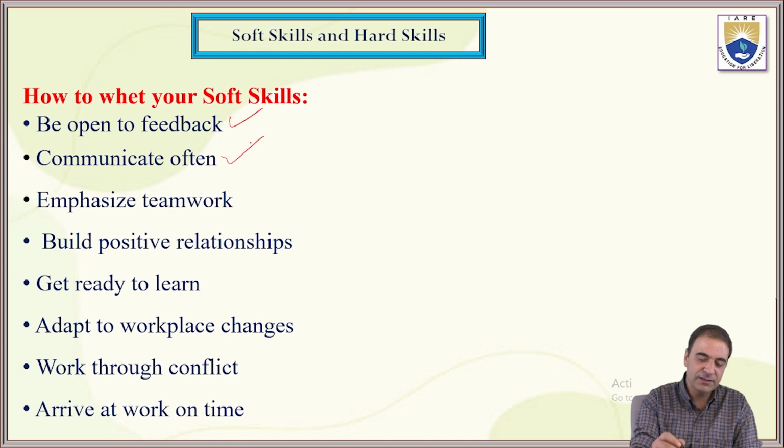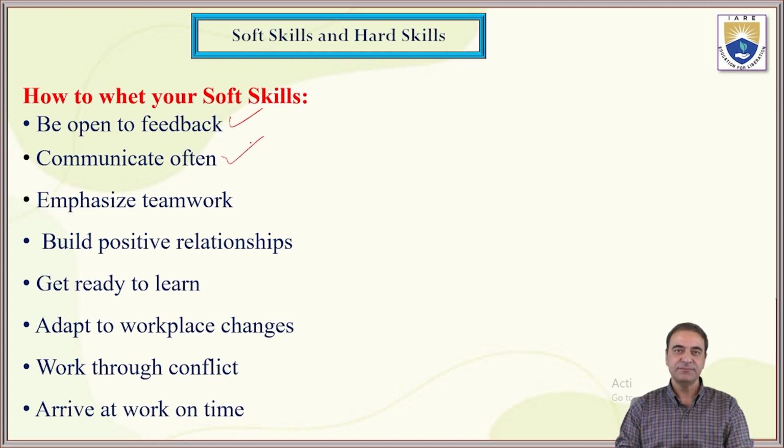And the next one is communicate often. This is the best way to sharpen one's soft skills. Communicate everywhere, because when you communicate with your, for example, subordinates or masters or peers, you come to know about different ideas. You come to know about different thoughts. In fact, you are not only communicating with people, you are receiving more and more knowledge. Therefore, one needs to communicate more and more, or more often.